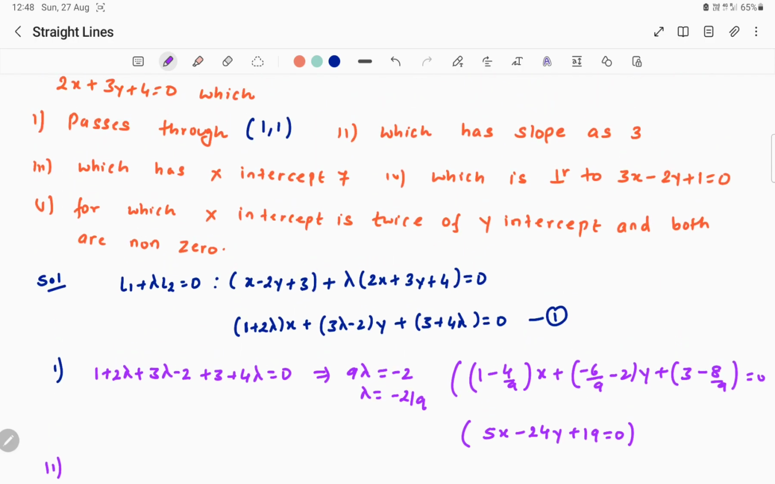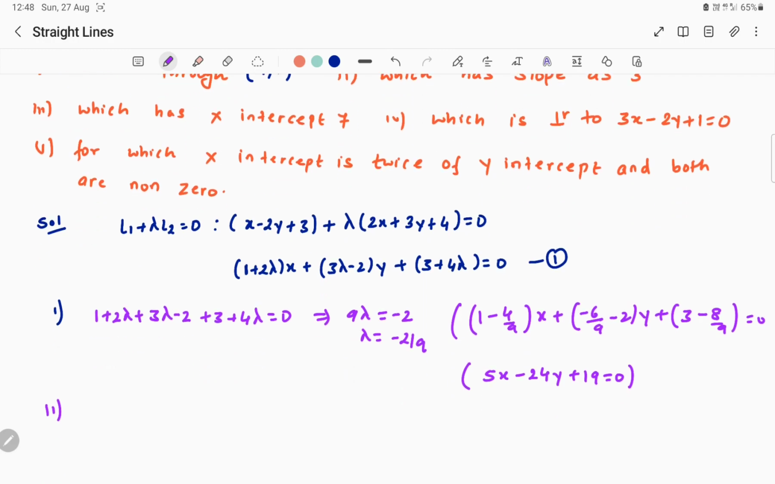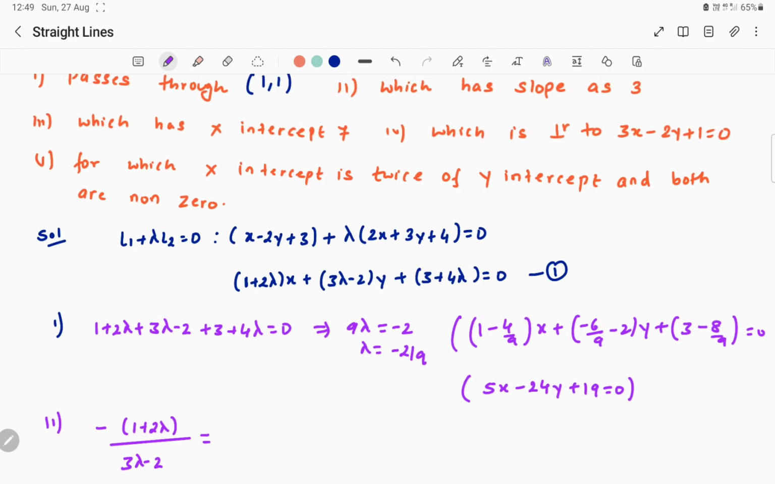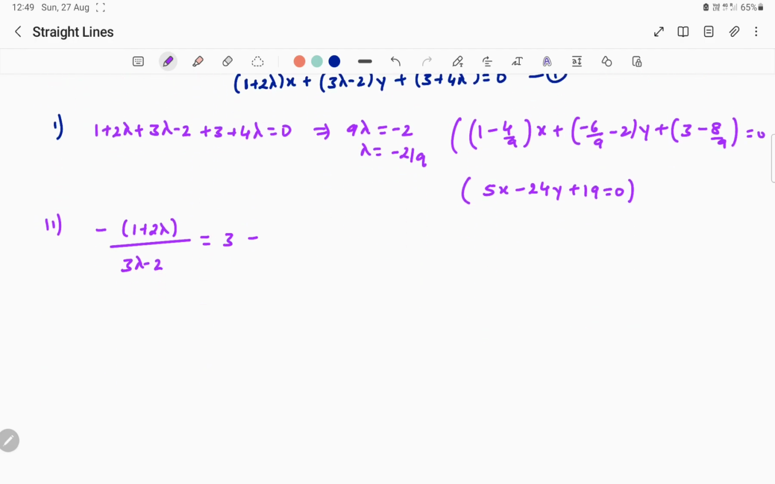The second question is, which has slope 3. So from the general equation, we know slope is what? Minus the coefficient of x, which is 1 plus 2 lambda, divided by the coefficient of y, which is 3 lambda minus 2. And what they have said is that this slope is equal to 3. So equate it to 3. Again, you can see it is one equation, one variable, isn't it? So quickly, if we do, we get minus 1 minus 2 lambda is equal to 9 lambda minus 6. So when you do this calculation, we get 11 lambda is equal to 5. So from there we get lambda is equal to 5 by 11.